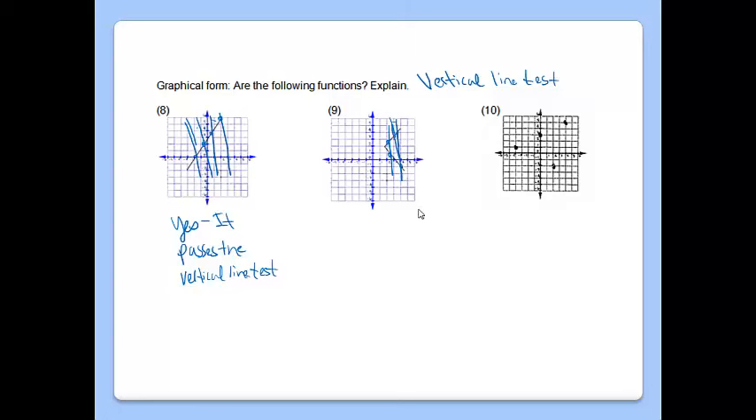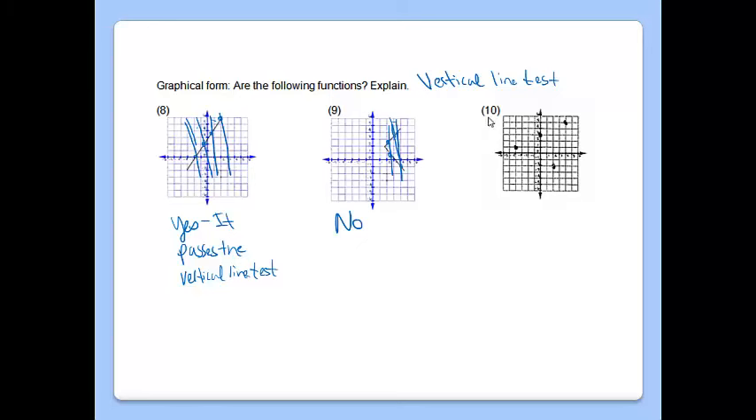A vertical line is only allowed to pass through one time because what this is showing, like on this one, the input of two actually has two different outputs. So we've got two points for it. So that's what makes it not a function. So this one is going to be a no, and it's just because it does not pass the vertical line test.